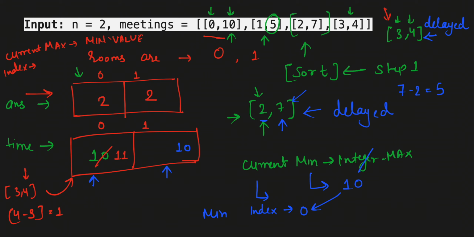So 2 is greater than min value, so current max will get updated to 2, and the answer index should be 0 in this case. Then I went to the first index. It is not greater than the current max, so I will not be updating 2, and the index will also not get updated. So in this case I will be returning my answer, which is 0. This is the index, or I can say the room number, with the maximum number of meetings happened.